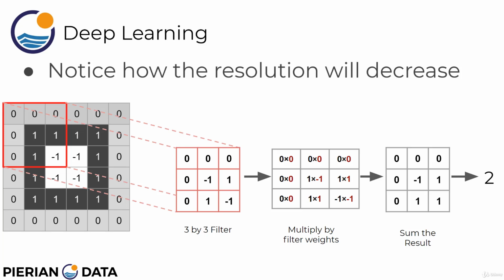So in this case, if we took that 3x3 filter just on the top left corner, multiply by those filter weights, and then sum those results. And notice how, in this case, the resolution will actually decrease because we're taking in 9 input values and then just outputting 1 value.